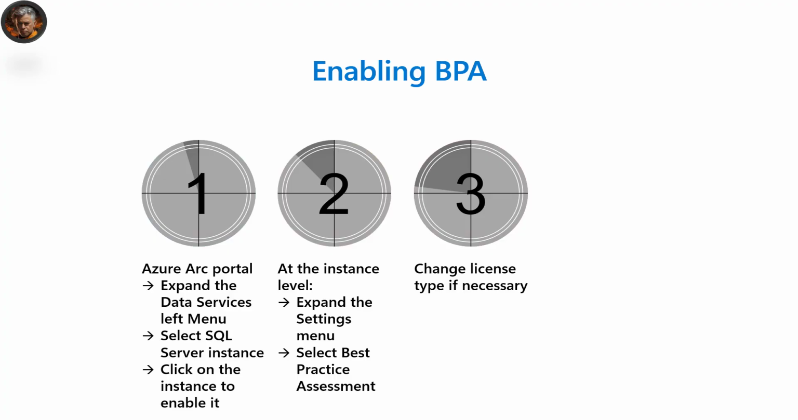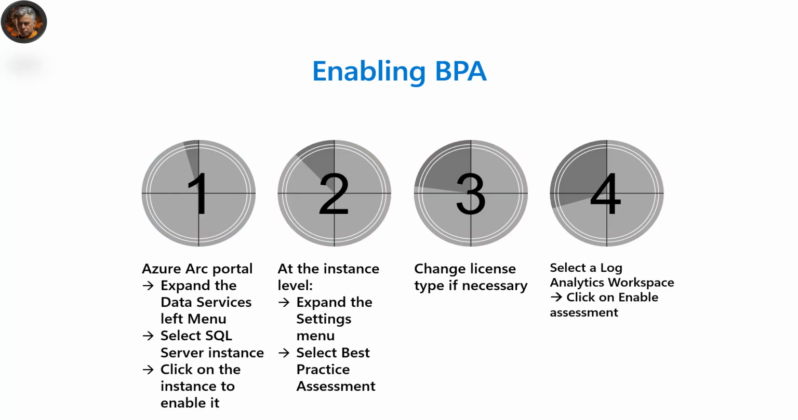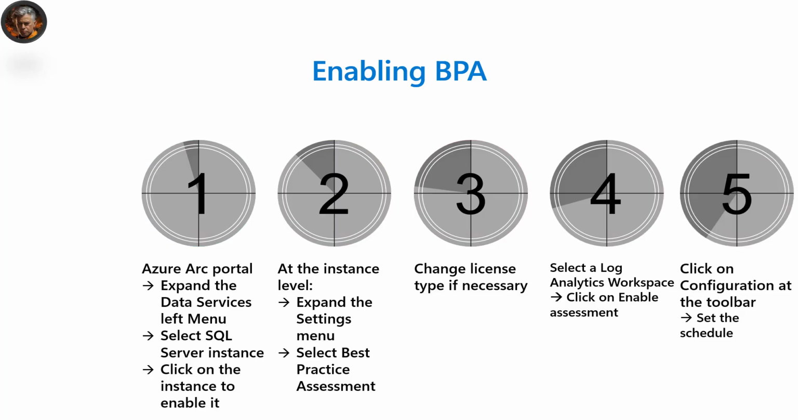If necessary, we change the license type on that instance. Then we select the Log Analytics workspace that will be used to store the BPA, and we click on Enable Assessment. Last step is to click on the configuration at the toolbar so we can set the schedule for repeated occurrences of the BPA.